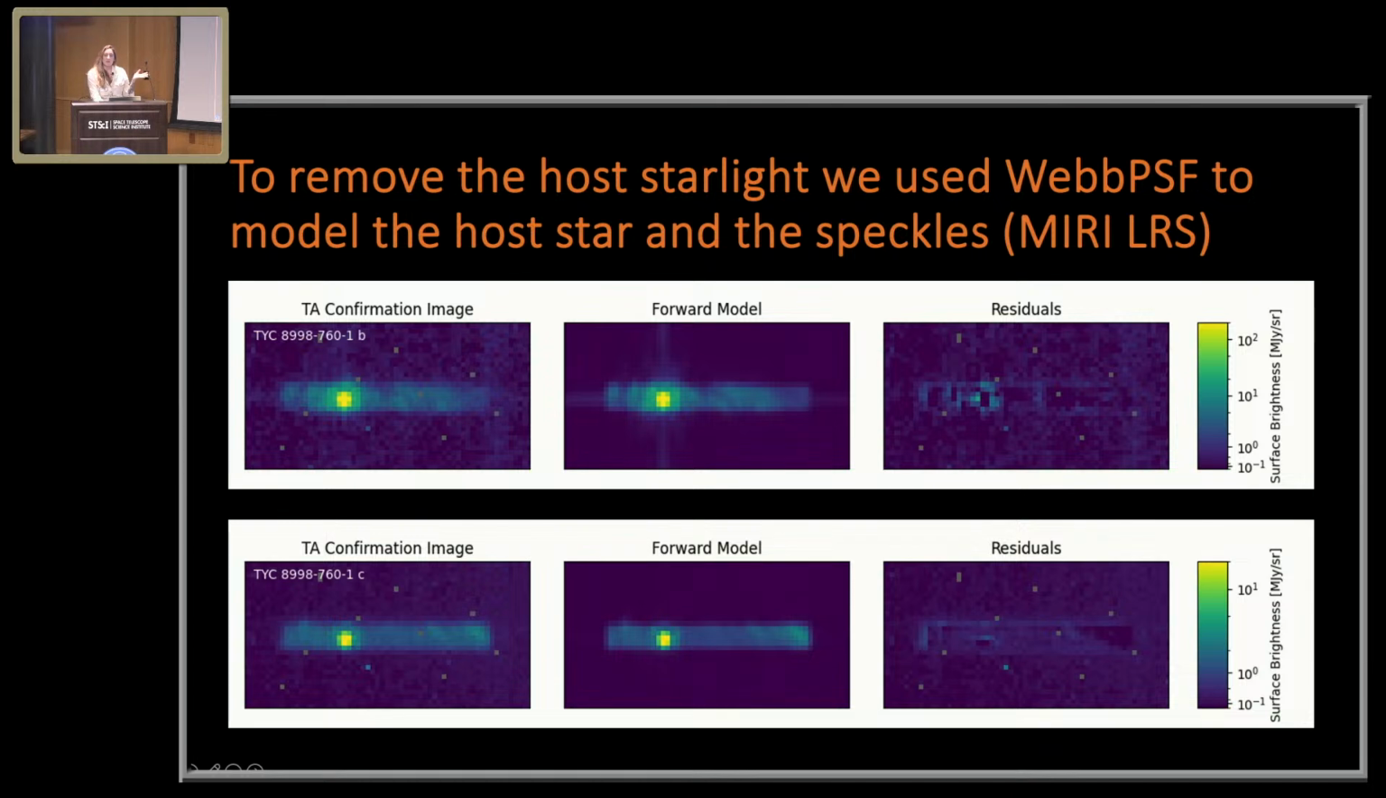We had to do the same thing with MIRI, though, right? Because these companions still have starlight contaminating them. And you can see the speckles and the fuzziness that's happening next to both companions, B significantly more. So we also used WebbPSF modeling to model the host starlight within the slit, and we're doing a fairly decent job at removing most of the starlight.